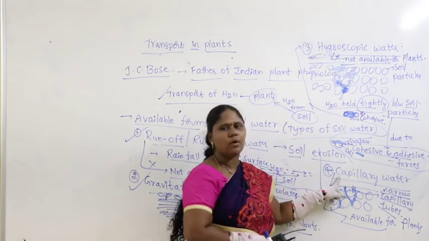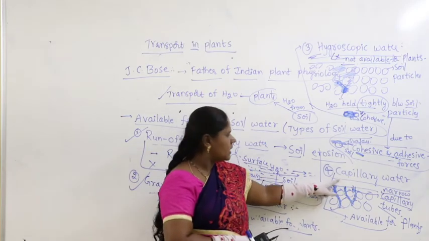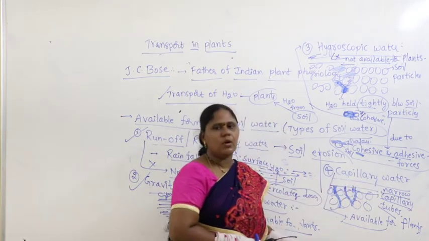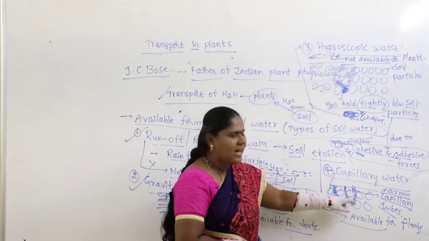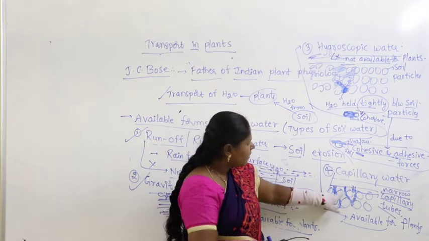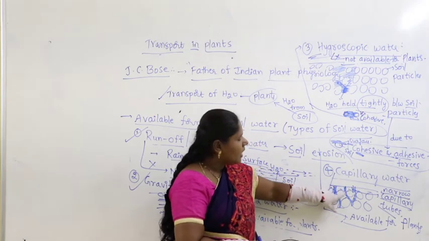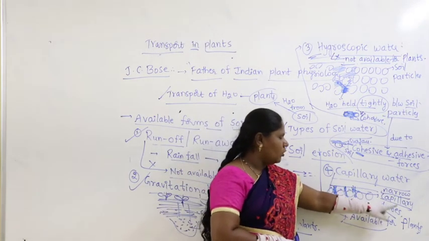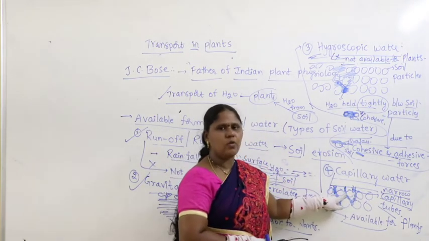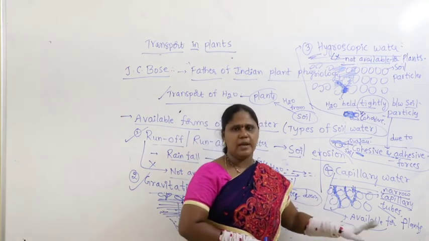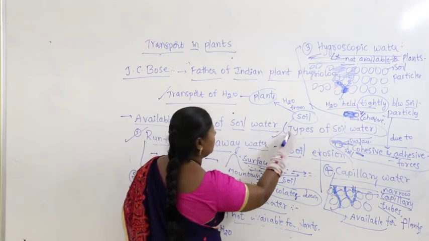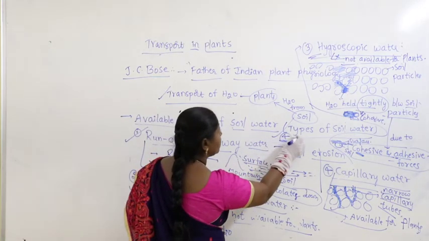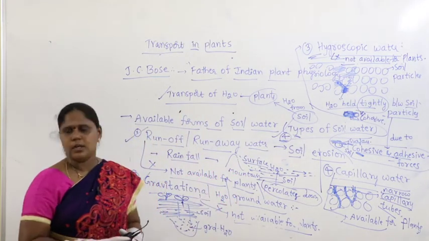The only water available for plants is capillary water. What is capillary water? The thin narrow spaces present between two soil particles are called capillary tubes, and this is the only water available for plants. So altogether there are four types of soil water.